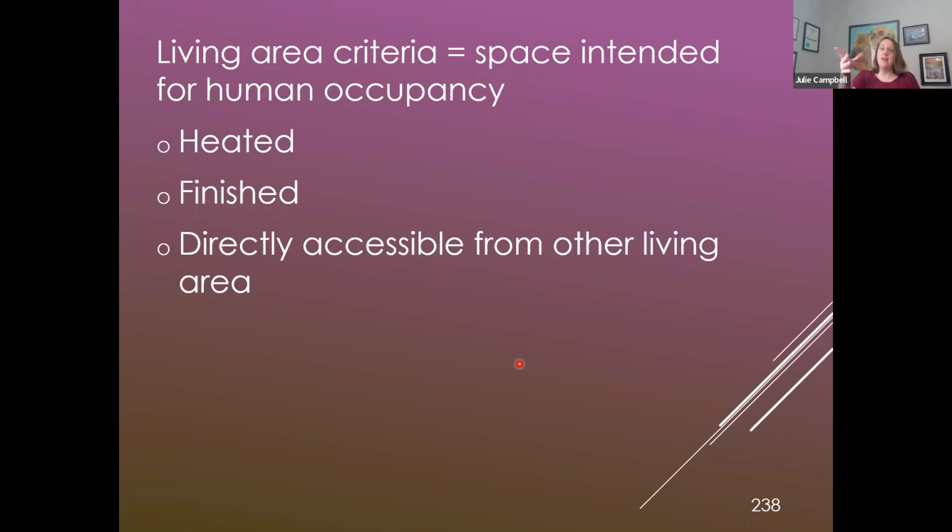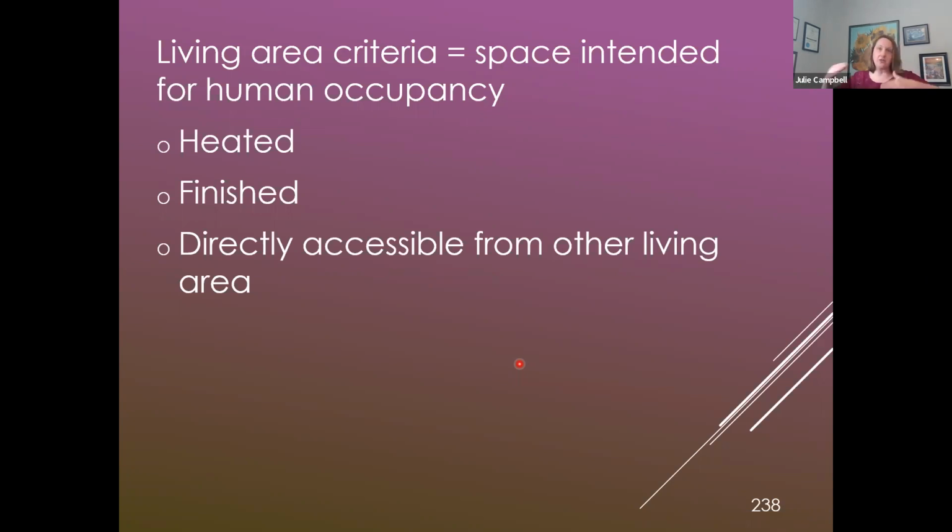Does that kind of make sense? Now, can I advertise that there's a finished apartment over the garage? Absolutely. Can I even say the square footage of the finished room over the garage? Absolutely. What I can't do is include it in my total heated square footage.